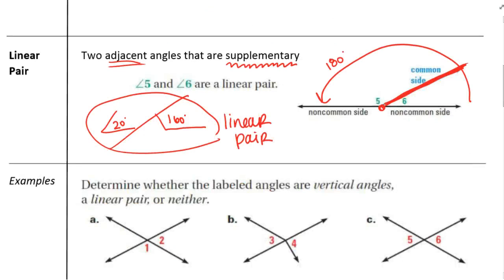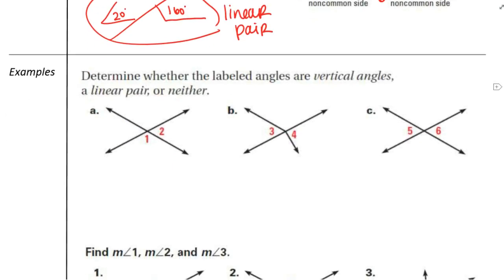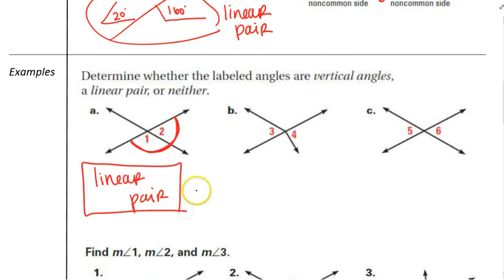All right, so let's move it down here. Determine whether the labeled angles are vertical angles, a linear pair, or neither. So looking at this first one, 1 and 2 are adjacent to each other and they form 180. So this is going to be a linear pair. Done with that one. Let's skip over to C. We're going to start with C. We're going to skip B. So on this one, 5 is across from 6, so these are vertical.